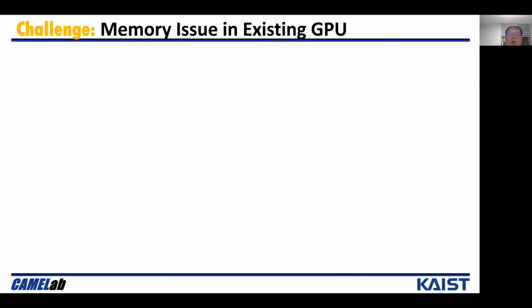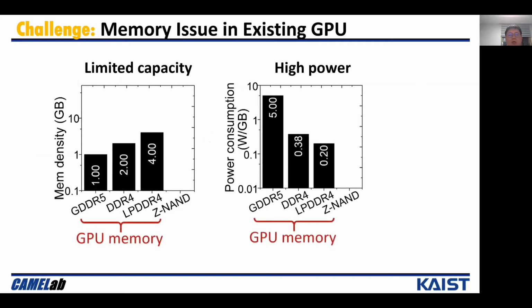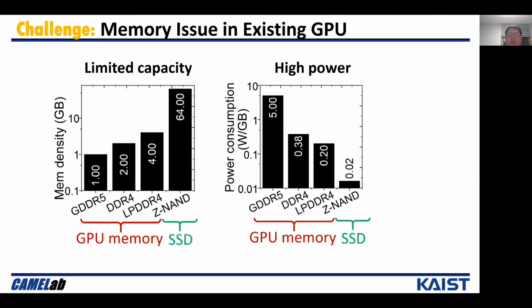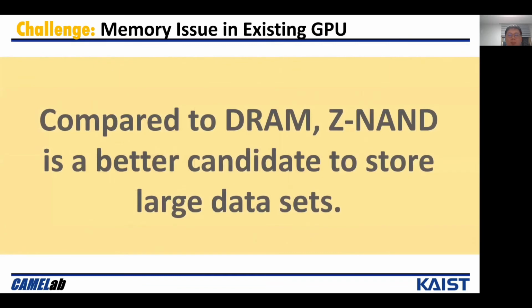While the computing power of GPU is increasing, the memory technology lags behind a lot. Firstly, the memory capacity is not scalable. Secondly, the memory device is power hungry. For example, a single DRAM package has at most 4 GB capacity and consumes up to 5 watts per gigabyte. As a comparison, the new storage medium Z-NAND can increase the memory density by 64 times and reduce the power consumption by 25 times. So compared to DRAM, Z-NAND is a better candidate to store large data sets.